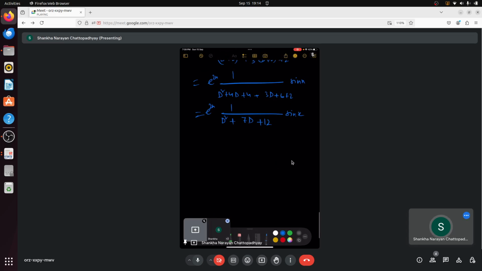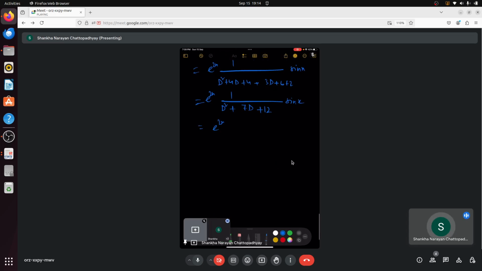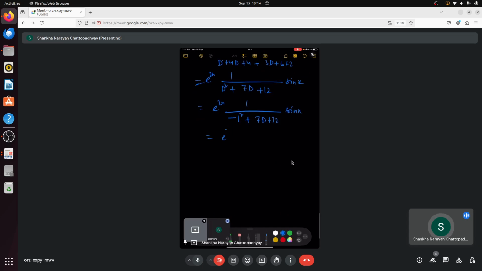sin x. Now we know that if you replace D squared by -1, it will not create any problem. So you replace it by -1 square plus 7D plus 12, sin x. So what will you get? You will get e to the power 2x, 7D plus 11, sin x.